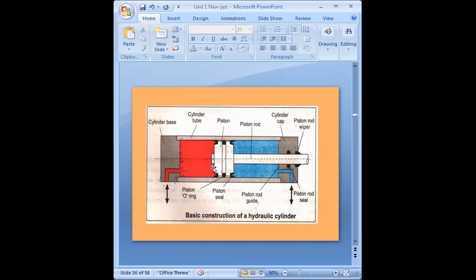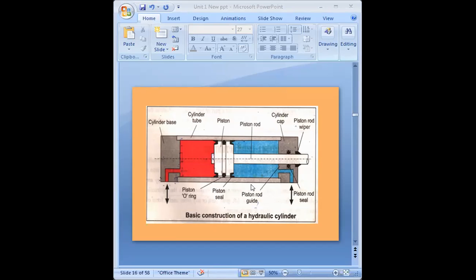That means pressurized fluid, hydraulic energy, is converted into linear motion. That means the linear motion is transmitted to this element, the piston rod. It will pull or push, it will move. Getting it? So that is the working or operation of the hydraulic cylinder.